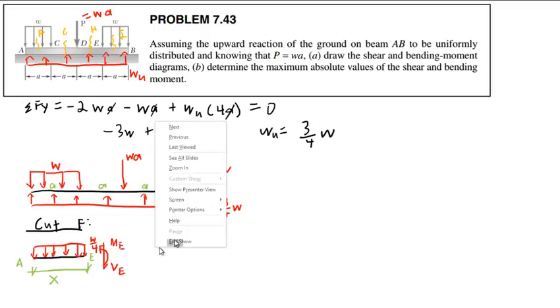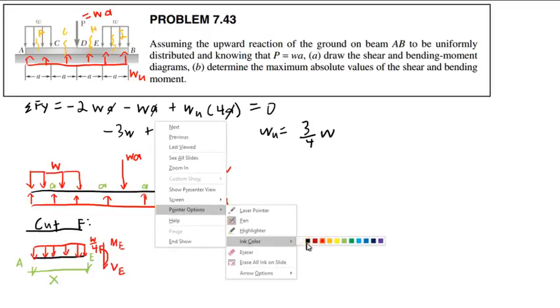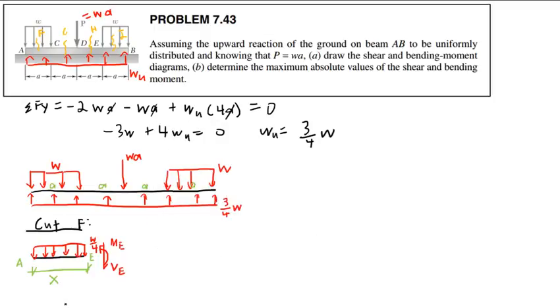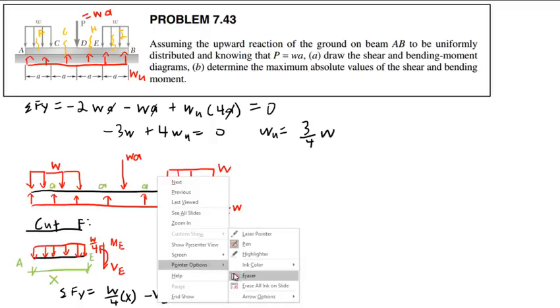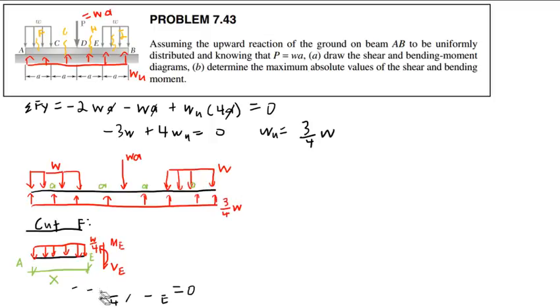Okay? And so the summation of forces here in the Y direction, I will have W over 4 times X minus VE equals 0. And actually, let me move this over. This is a little bit cramped here.